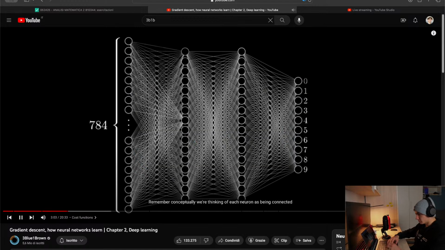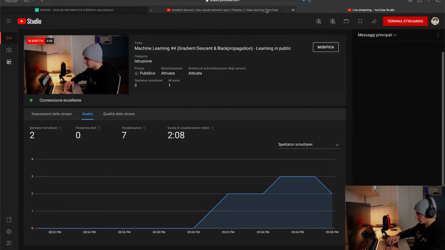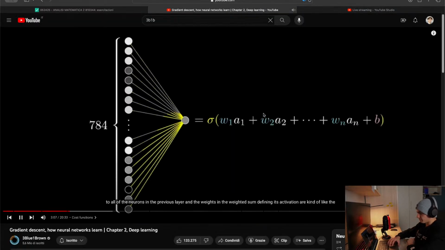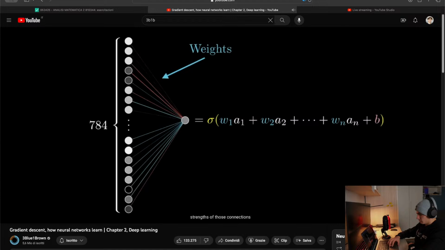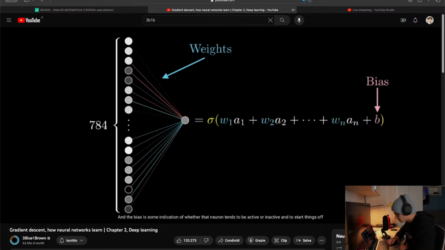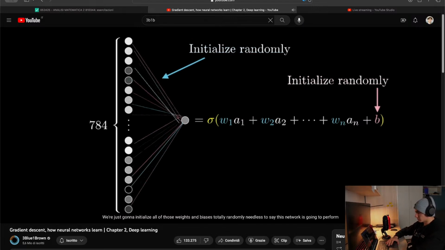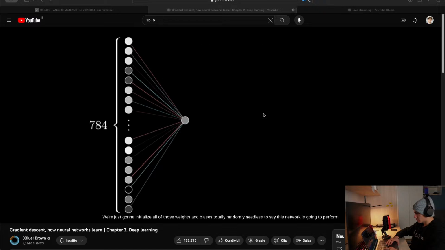Remember, conceptually, we're thinking of each neuron as being connected to all of the neurons in the previous layer, and the weights in the weighted sum defining its activation are kind of like the strengths of those connections, and the bias is some indication of whether that neuron tends to be active or inactive. And to start things off, we're just going to initialize all of those weights and biases totally randomly.